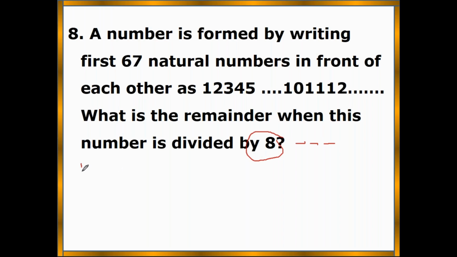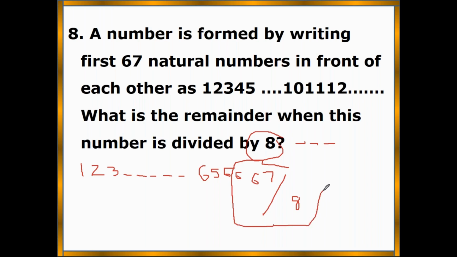But whenever a number is written like 1, 2, 3, 4, 5 and so on up to 67, nothing but 65, 66, 67, if the number is divisible by 8, then what should be the remainder? So we know the divisibility condition. The last 3 digits 6, 6, 7 divided by 8, then what should be the remainder finally?